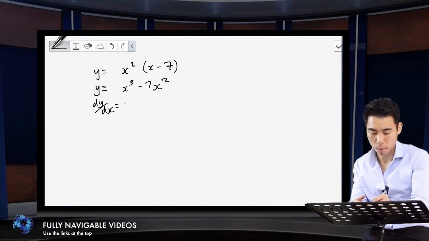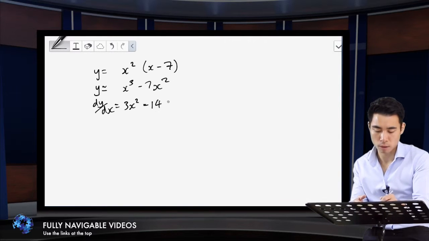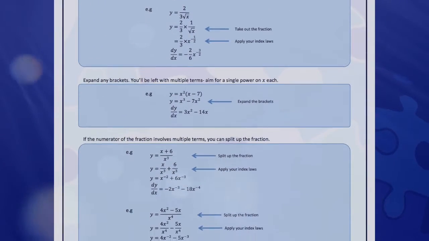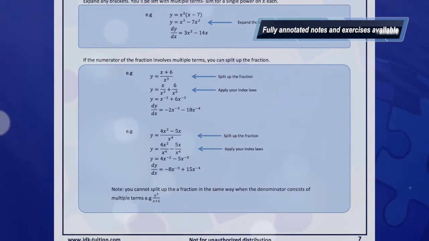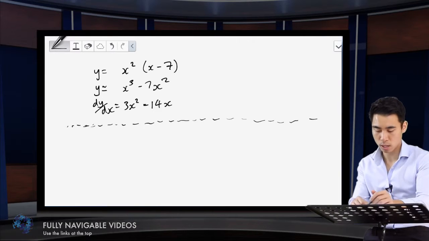So here, bring my power down to the front, decrease my power by 1. Here, similarly, that minus 7 now becomes a minus 14. If I bring that power, that 2, to the front, decrease my 2 by 1, which gives me x to the power 1. Here, I don't need to write that 1 up there. That is my final answer. So if you're presented with something that looks like this, you need to expand the brackets.